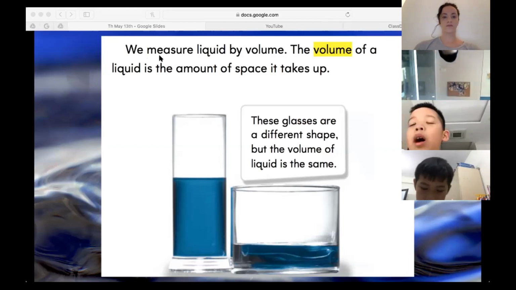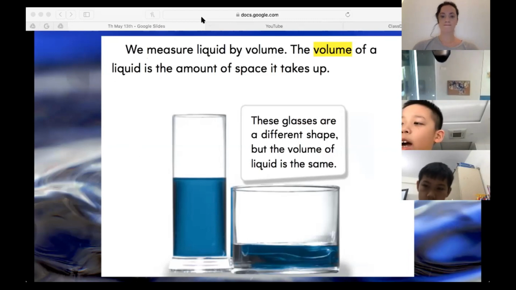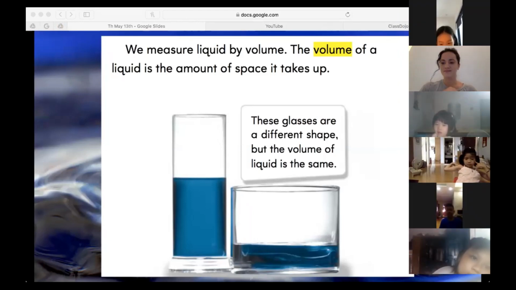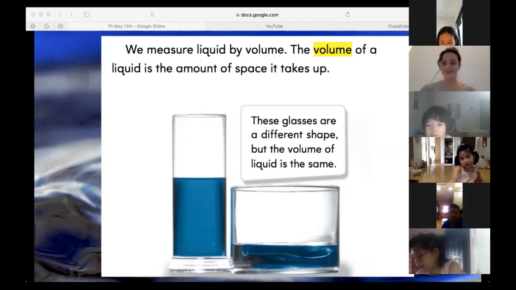The volume of a liquid is the amount of space it takes up. But can you erase that? So, volume is the amount of space a liquid takes up. The volume of the liquid, how much space does it take up? Ray? The volume of liquid is measured in milliliters and liters. Excellent, Ray.